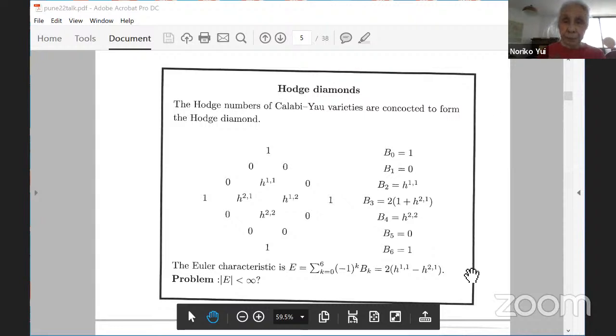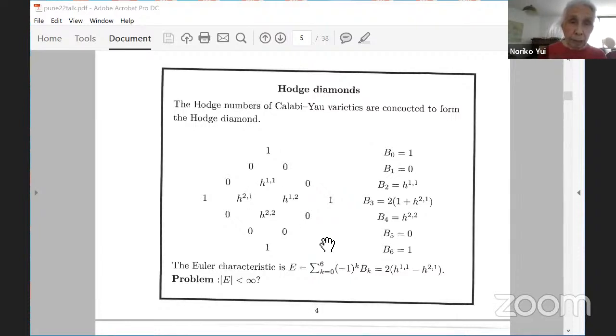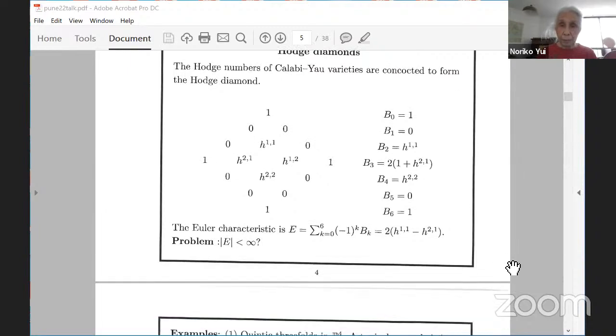And in physics, string theory has the so-called mirror symmetry. Mirror symmetry occurs along this line here, meaning flipping h^{11} and h^{21}. So the mirror manifold is obtained by interchanging h^{11} with h^{21}, so that the Euler characteristic will change sign. That's the mirror Calabi-Yau threefold. There are also many constructions of mirrors. So there are lots of Calabi-Yau threefolds.